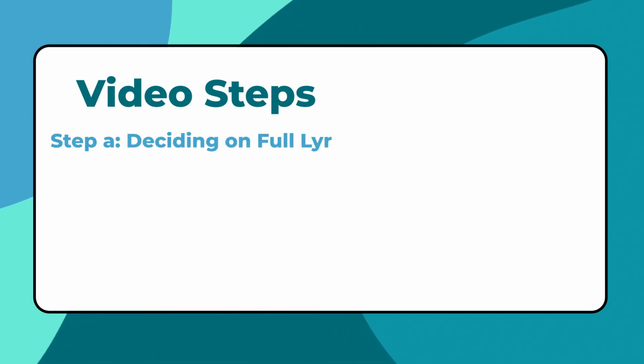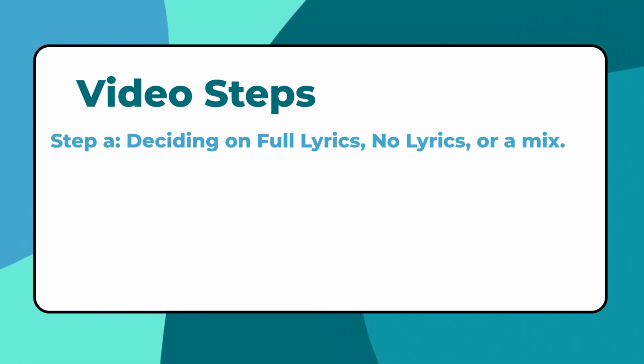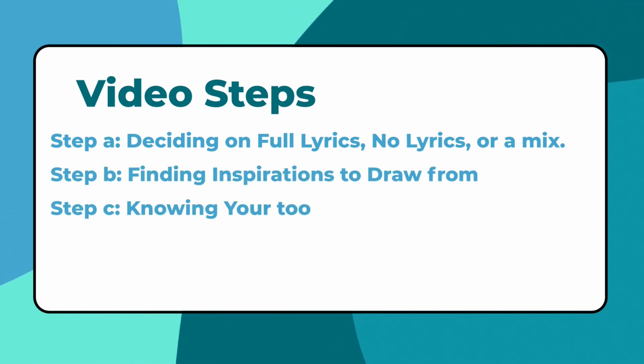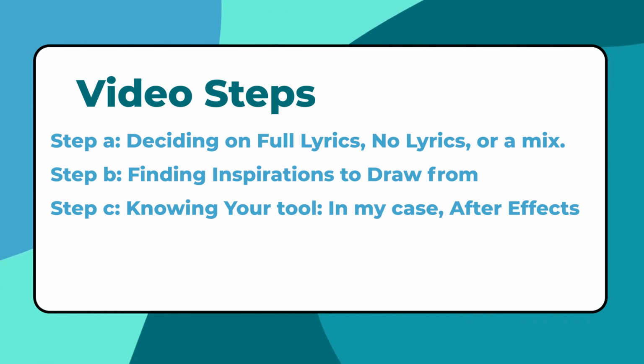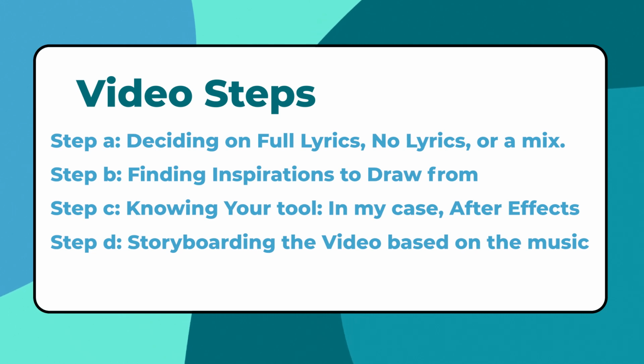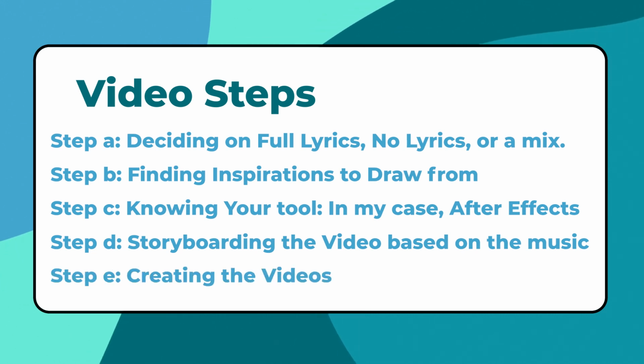Here are the sub-steps. Step A, deciding on whether or not you want full lyrics, no lyrics, or a mix. Step B, finding inspirations to draw from. Step C, knowing your tool. In my case, that's After Effects. Step D, storyboarding the video based on the music. Step E, creating the video. Let's go ahead and jump straight into step A.